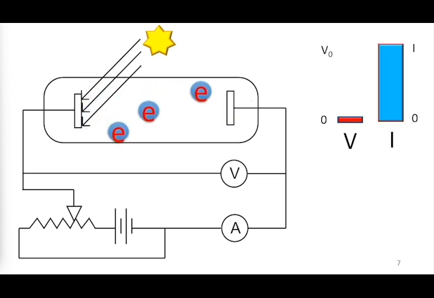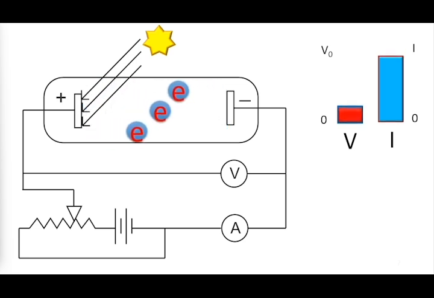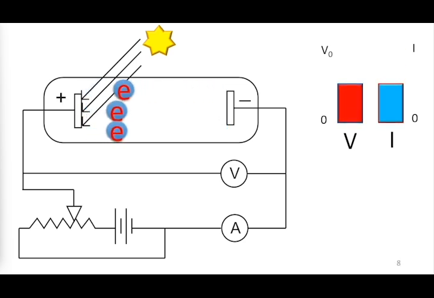Initially I have not applied any voltage, yet the electrons are being emitted from the illuminated metal surface due to the photoelectric effect. And since the electrons are being emitted, we get some current in the emitter. So this is very fine. Now what happens if we increase the voltage a little bit?